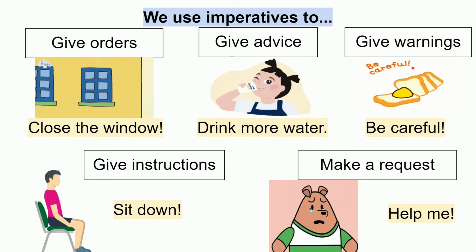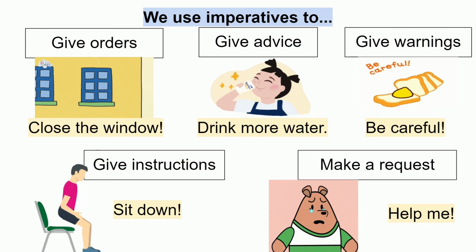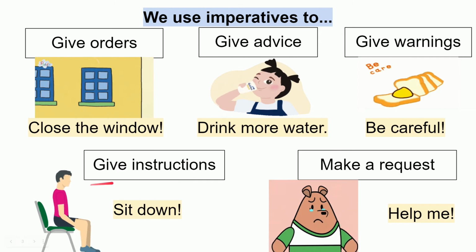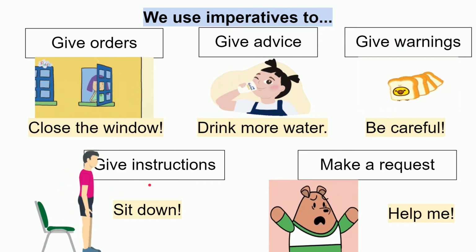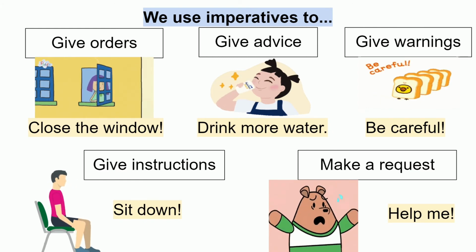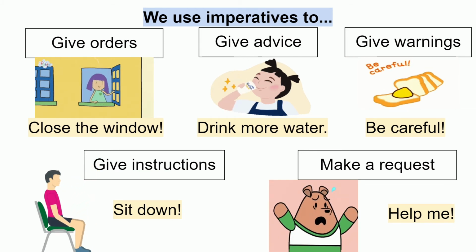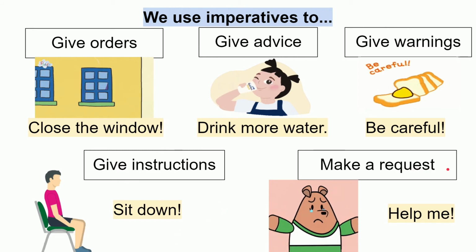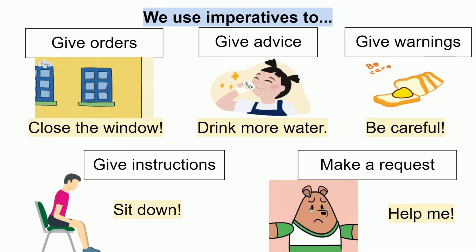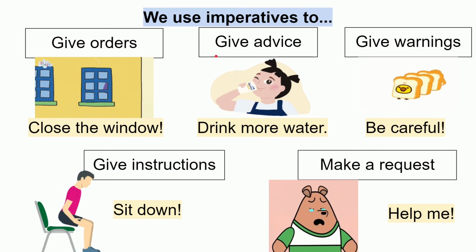Number 3, give warnings. Be careful. Watch out. You give warnings before something has happened. You use imperatives. Number 4, you use them to give instructions. For example, when your teachers ask you to sit down, stand up, keep quiet, silence, those are instructions where we use imperatives. Number 5, make a request. For example, help me. When you need help, you will request for help. Those are the examples of how we use imperatives in our daily life.